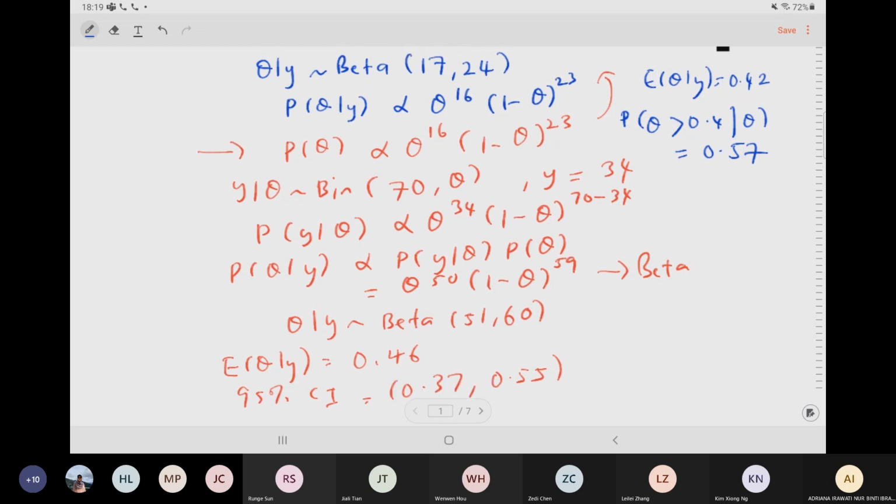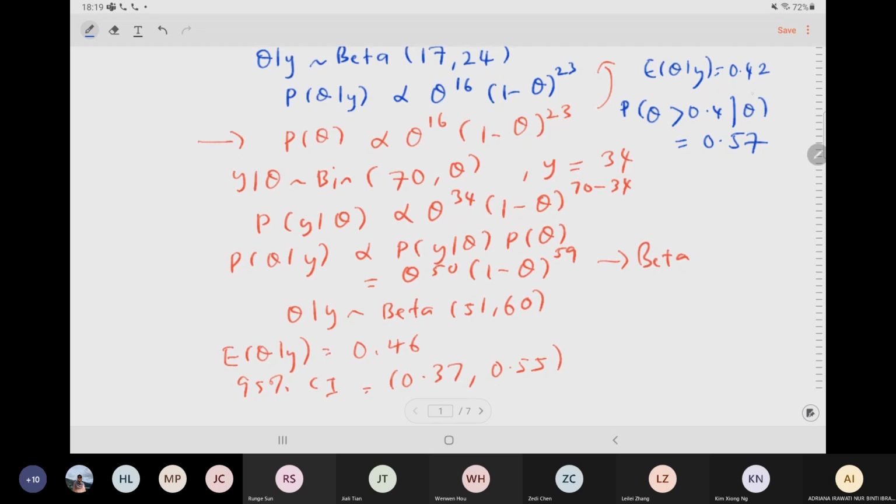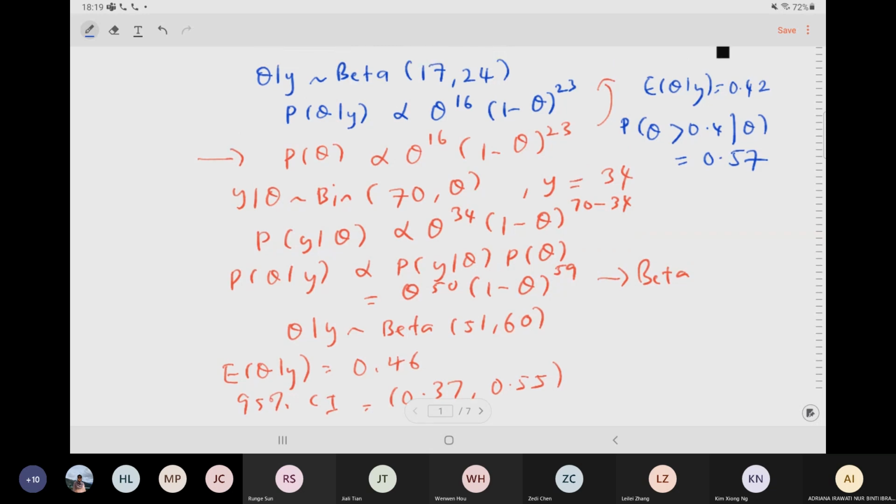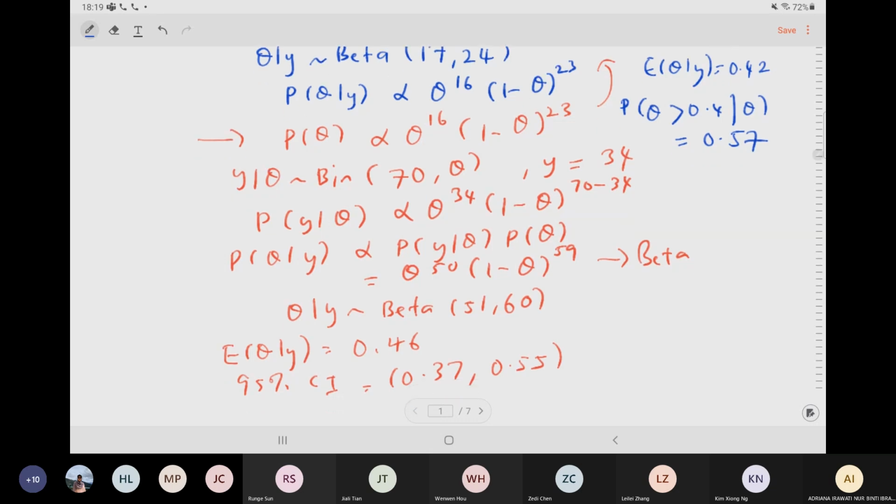After we update, the mean will obviously change, and the credible interval and the probability will also change a bit depending on the new data, because the old posterior was 1724 and the new posterior is 5160. So there are changes to the distribution as you update the posterior.